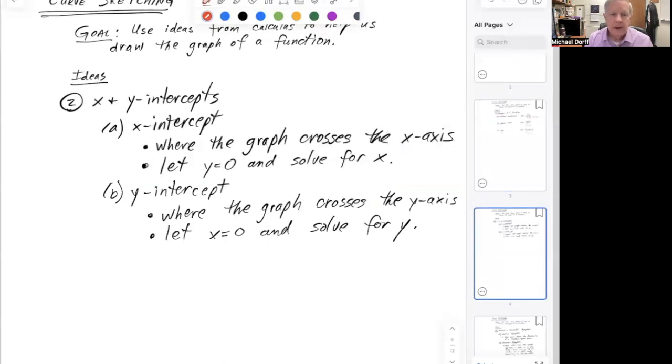All right, what's the next case that we have? X and Y intercepts. So the x-intercepts are where the graph crosses the x-axis. That's why it's called x-intercepts, x-axis. To find those, what we usually do is let y equal 0 and solve for x. That will give us our x-intercepts. Y-intercepts, in the same type of line, are where the graph crosses the y-axis. To find those, we let x equal 0 and we solve for y.